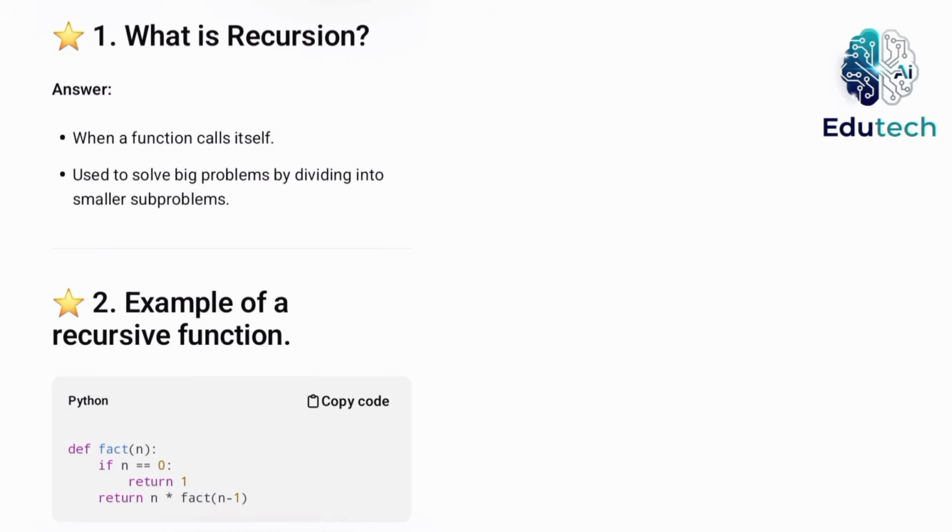What is recursion? When a function calls itself, used to solve big problems by dividing them into small subproblems. Example of a recursive function: def fact(n): if n == 0: return 1, return n * fact(n-1).